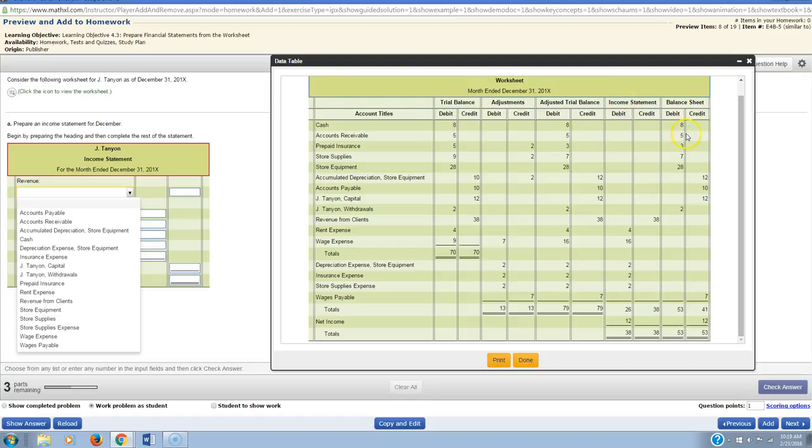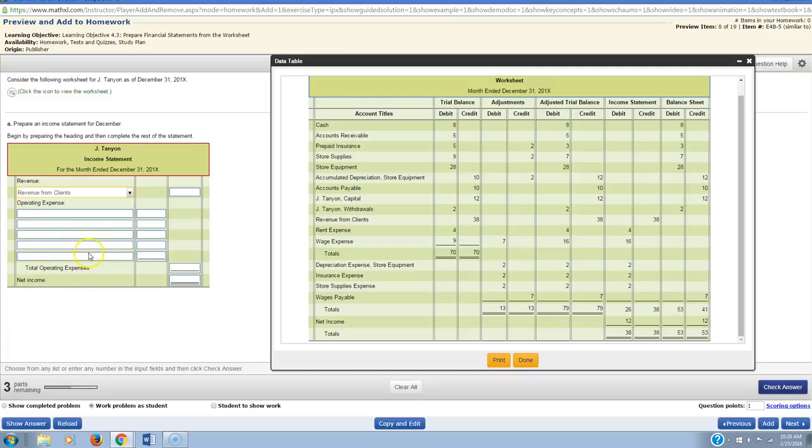So this whole process could be automated, but I like to show you what's under the hood in terms of the process by which the programmer had to follow in order to get the numbers to the right places. Okay, so that if I was going to prepare an income statement, I would chase down the revenues, and that's where they go on the income statement. And I see the account here, revenue from clients, so I'd click on that.